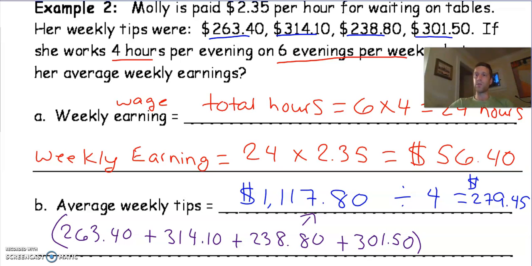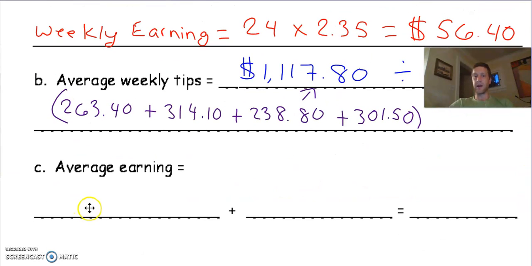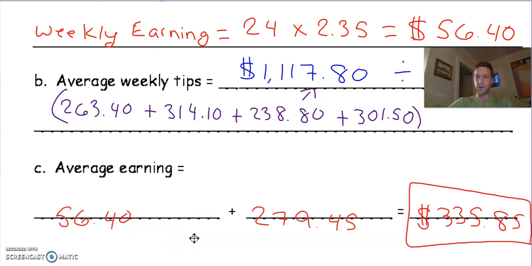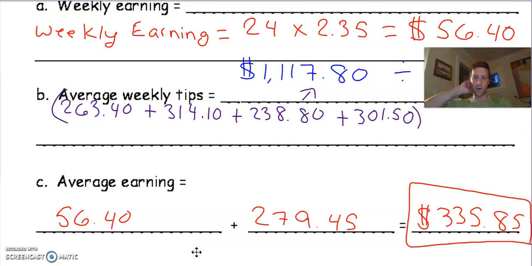So we know her wage in a week, we know her tips in a week. Now the last thing to find her earnings is to add those together. Okay, so let's see. I don't know if I totaled this up. There it is. Okay. So that's a little off center. But you can see 56.40 plus 279.45. We get $335.85 for the average earnings in a week.